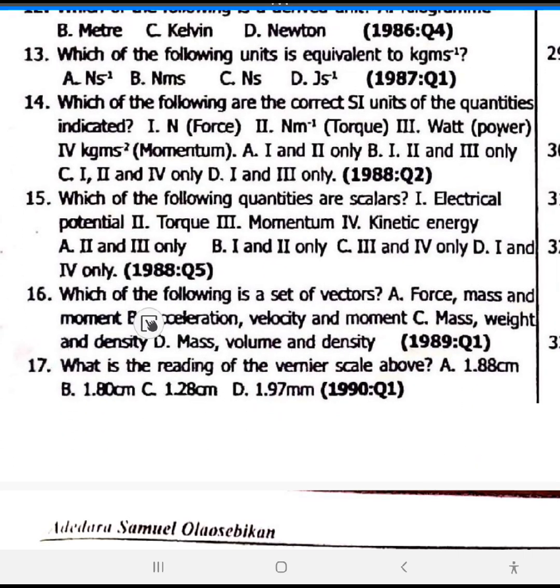16. Which of the following is a set of vectors? Force is a vector, mass is a scalar. No. Acceleration, velocity, and moment. 16 is option B.